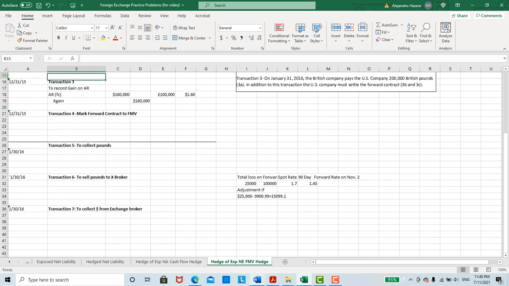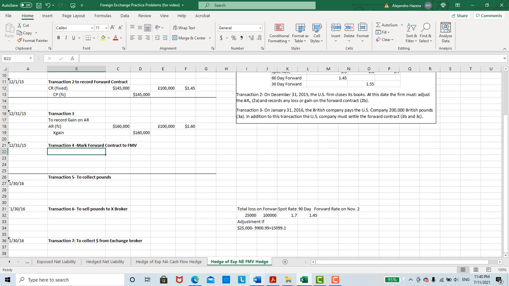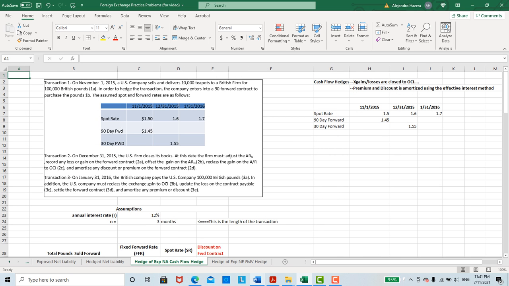Here's what I'm going to do. For this entry, I'll put the accounts up, and then I'm going to bring the calculation in from the other sheet, which might not be a bad idea. We had an exchange gain on the account receivable, so we have an exchange loss on the contract payable. That's also denominated in foreign currency. And the amount is going to be, we're going to mark it to market.